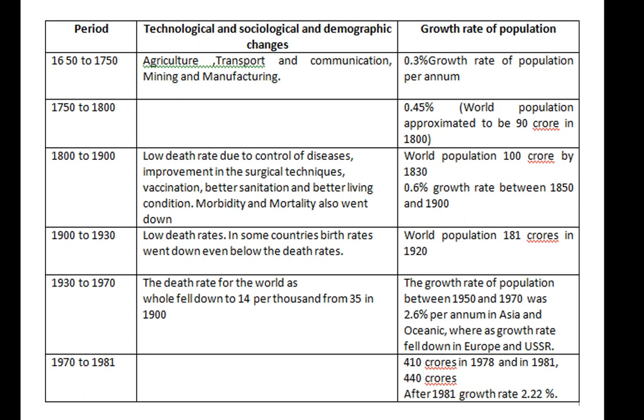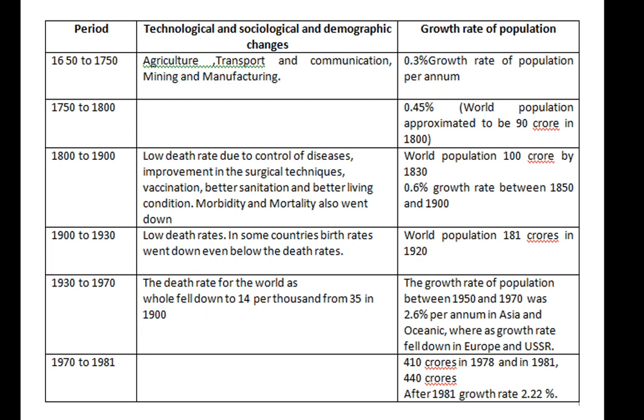Now during 1750 to 1800, the growth rate became 0.45% and in 1800, the world population is approximated to be 90 crores. From 1800 to 1900, there was a low death rate due to control of diseases, improvement in surgical techniques, vaccination, better sanitation and better living conditions. Morbidity and mortality also went down. A 0.6% growth rate was registered between 1850 and 1900, and the world population touched 100 crores by 1830.